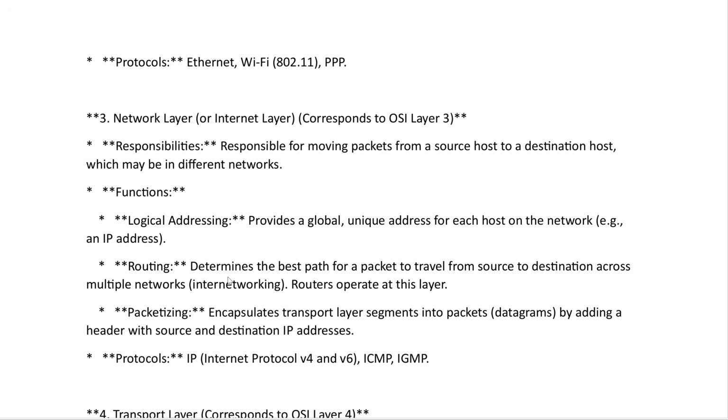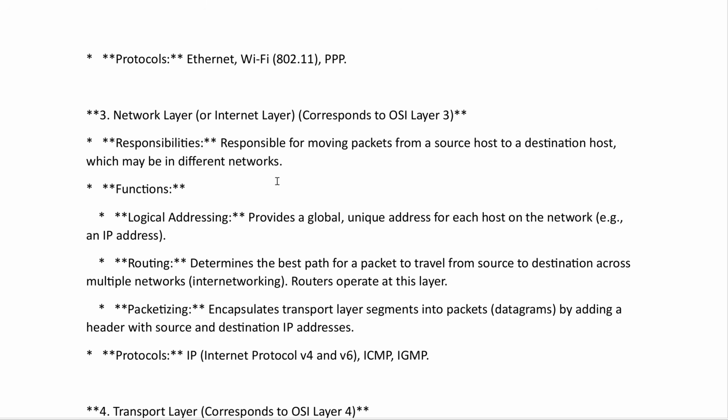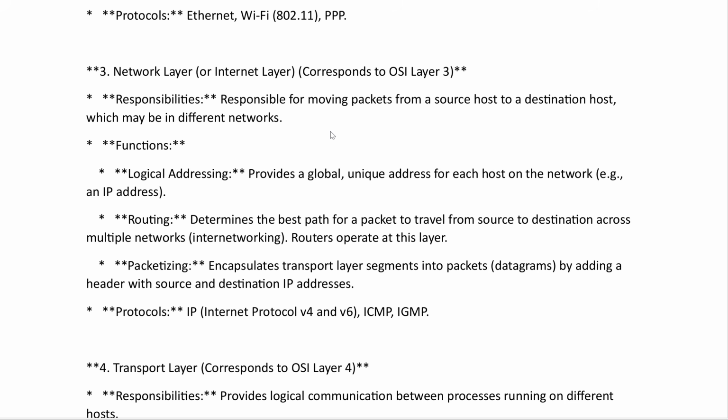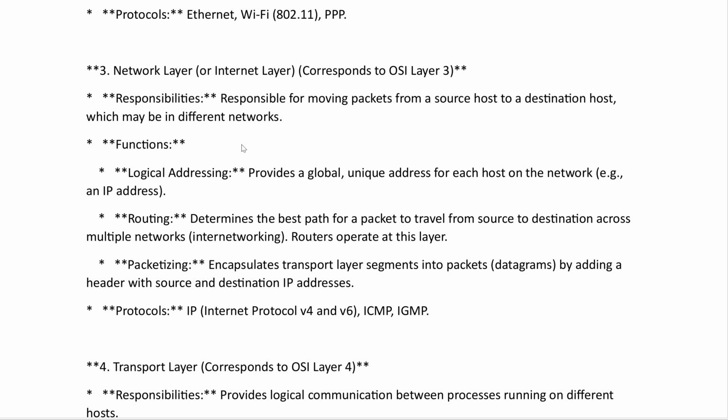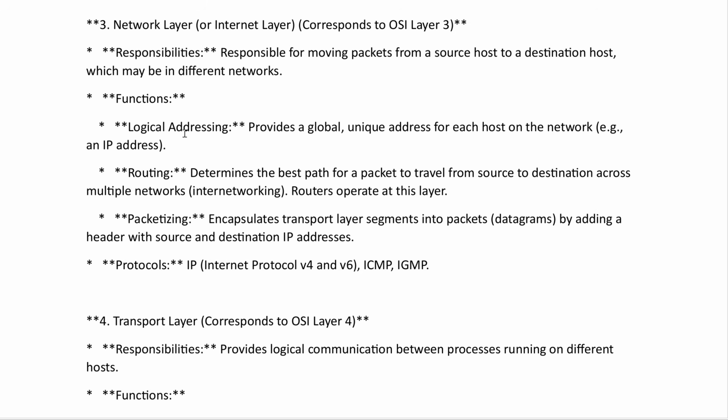Third layer in TCP/IP model is known as the network layer or the internet layer. It corresponds to OSI layer number 3. Responsibilities of network layer are, network layer is responsible for moving packets from source host to destination host, which may be in different networks. The functions of network layer are, first function is logical addressing. Network layer provides a globally unique address for each host on the network, for example, an IP address. Network layer also provides routing as one of the functions, that is determining the best path for a packet to travel from source to destination across multiple networks. That is also known as internetworking. Routers operate at this layer.